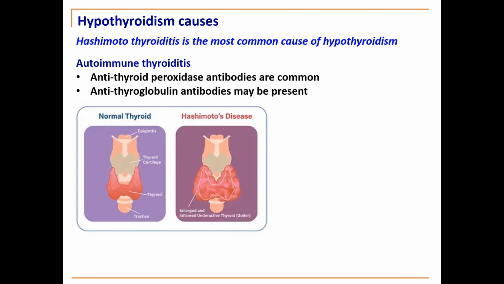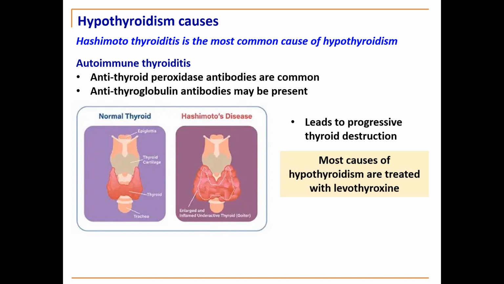But it's key that hypothyroidism mainly develops because of autoimmune inflammation of the thyroid gland, and that damages the thyroid tissue progressively over a prolonged period, which goes on to lead to thyroid destruction, obviously. And as you might expect, in most cases of hypothyroidism, they're treated with synthetic thyroxine, so levothyroxine.